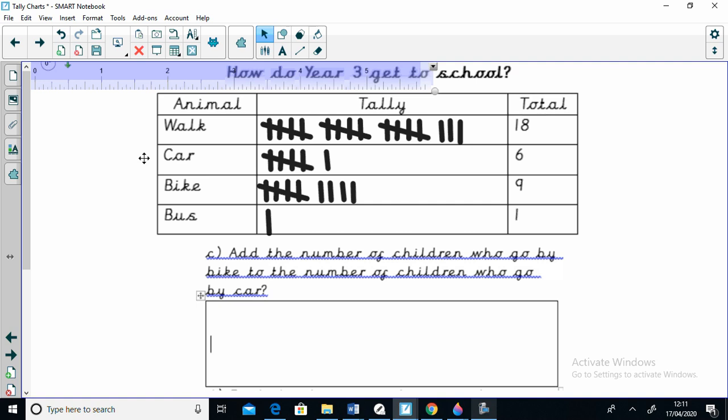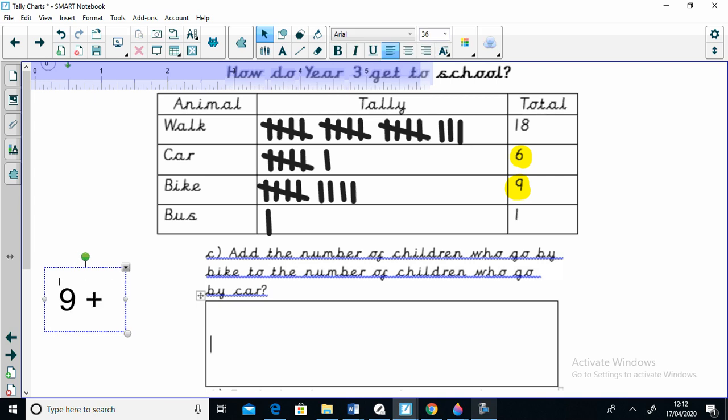Next question. The C and D questions get just slightly more tricky because they ask you to do a little bit of arithmetic. It says here, add the number of children who go by bike. Let me just highlight that. By bikes, that's 9 people, to the number of children who go by car. So it's asking me to solve the problem 9 add 6.